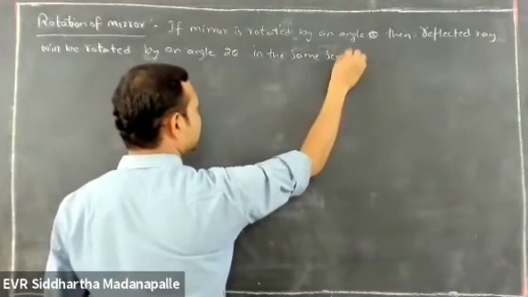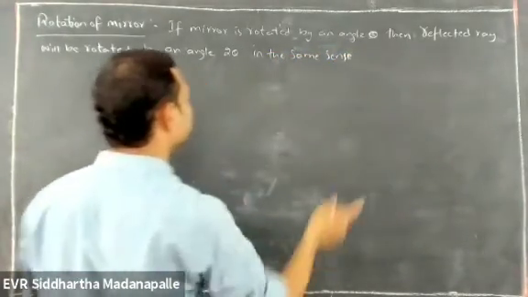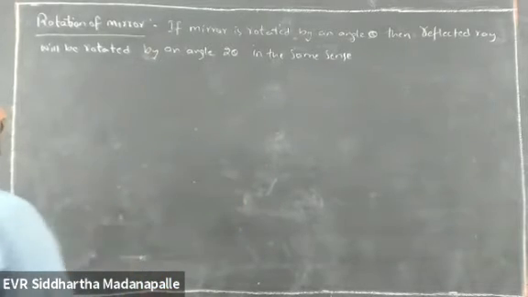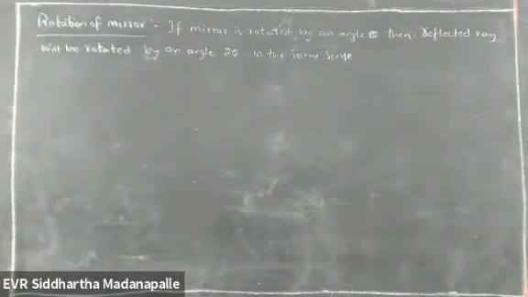So in the same sense means in the same direction as the mirror is rotated. Suppose the mirror is rotated in the anti-clockwise direction, then the reflected ray also rotates in the anti-clockwise direction. If the mirror is rotated in the clockwise direction, then the reflected ray is also rotated in the clockwise direction.